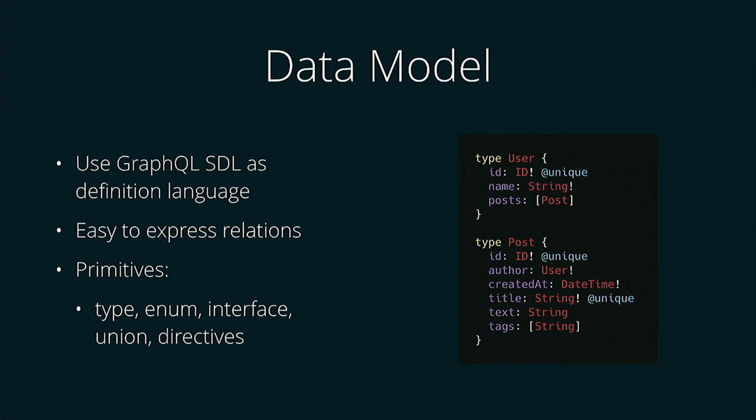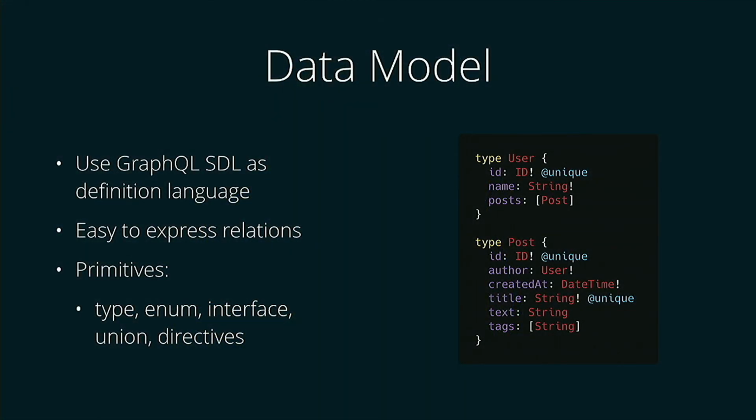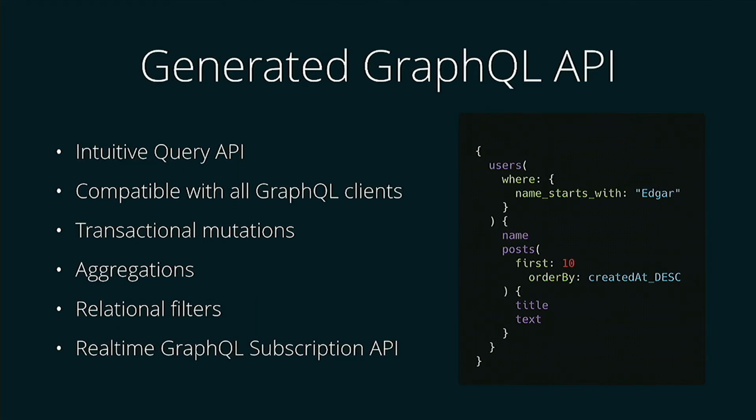So there are three parts worth diving into. First, the data model. This is the part where you specify in GraphQL SDL how your database schema, your database model, would look. So here we have a type user and a type post, that would map to a user table or a post table in your database. And based on that, Prisma generates a GraphQL API that gives you a very intuitive API. It gives you flexible filtering capabilities, even across relations, and gives you an aggregation API.